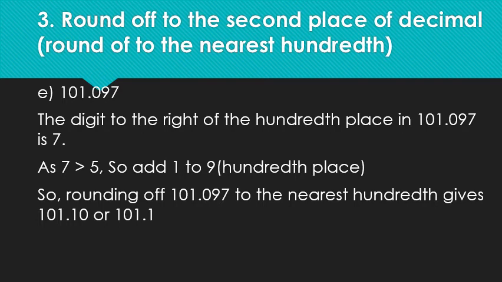So rounding off 101.097 to the nearest hundredth gives 101.10. Okay, or we can say 101.1.